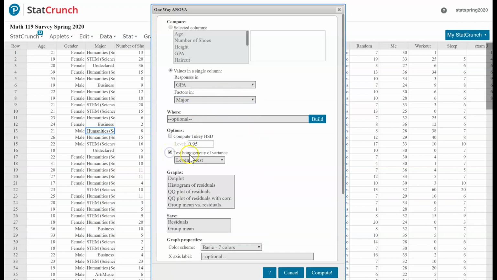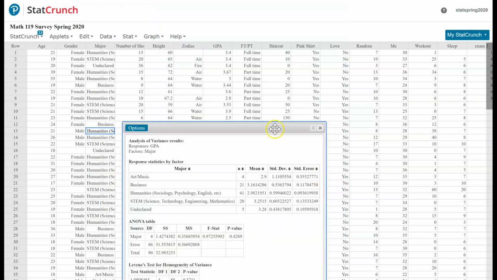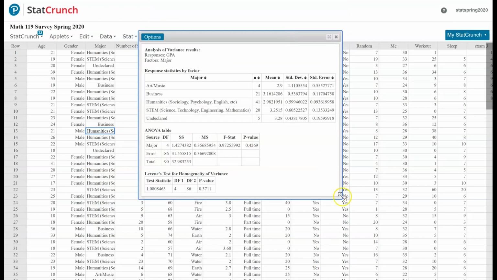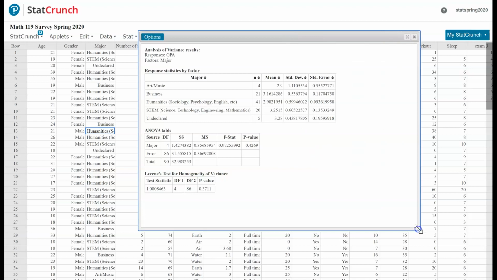It's really smart right here. And then you have two options. You have Levene's test, which is what you want, and then you have another one, which you're not going to click on. Click Levene's test, and then press compute. Then you have a lot of stuff. Here you're going to have all of the majors and all of the GPAs.